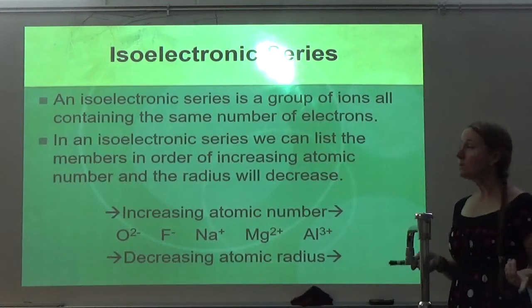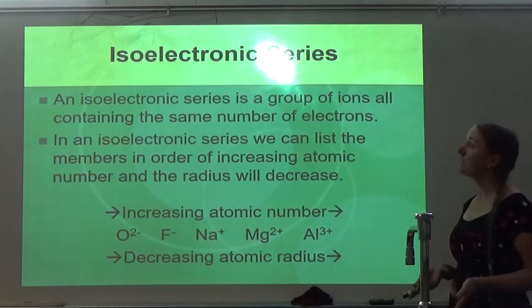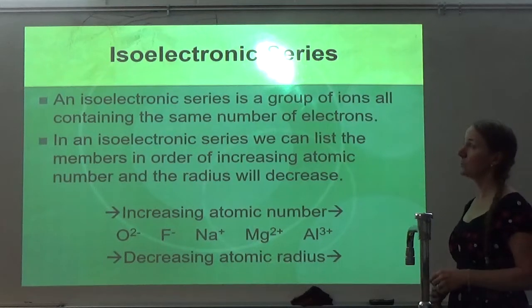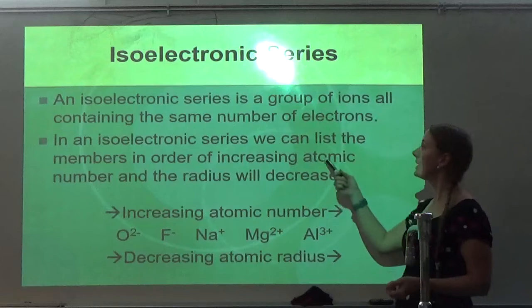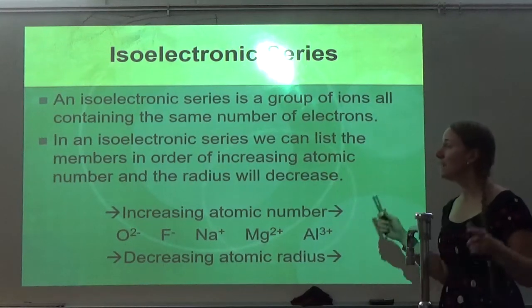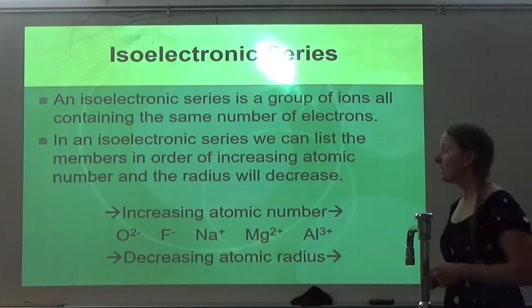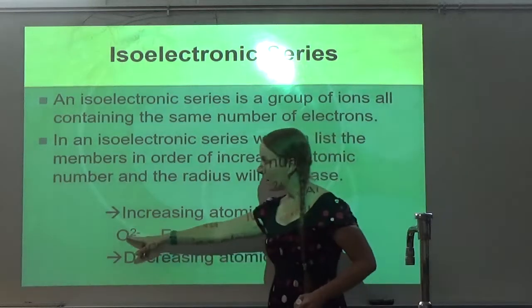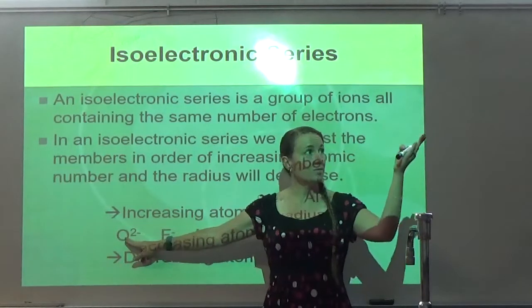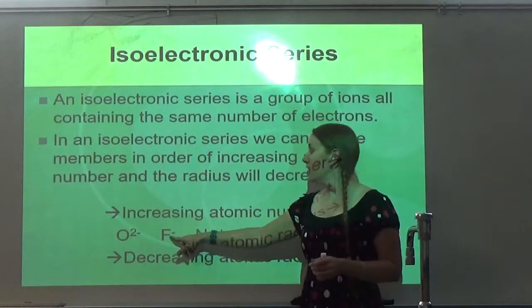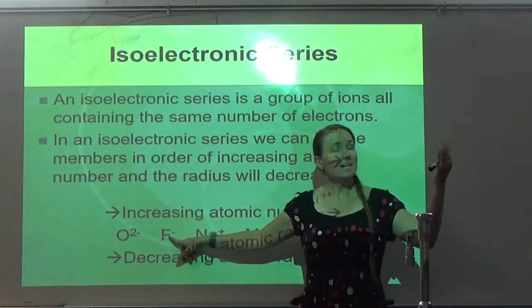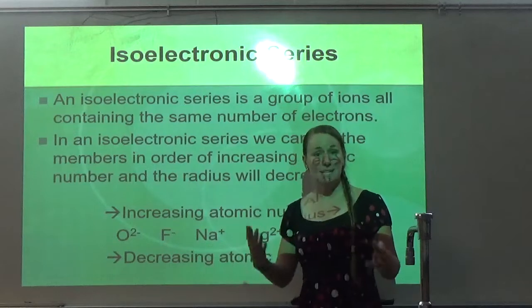All right, so an isoelectronic series is a group of ions all containing the same number of electrons. In an isoelectronic series, we can list the members in order of increasing atomic number, and the radius will decrease. Okay, so if you look, oxygen starts out with 8 electrons, but it has negative 2, so it has 10 now. Fluorine starts out with 9 electrons, but it has a negative 1, so it has 10 now.